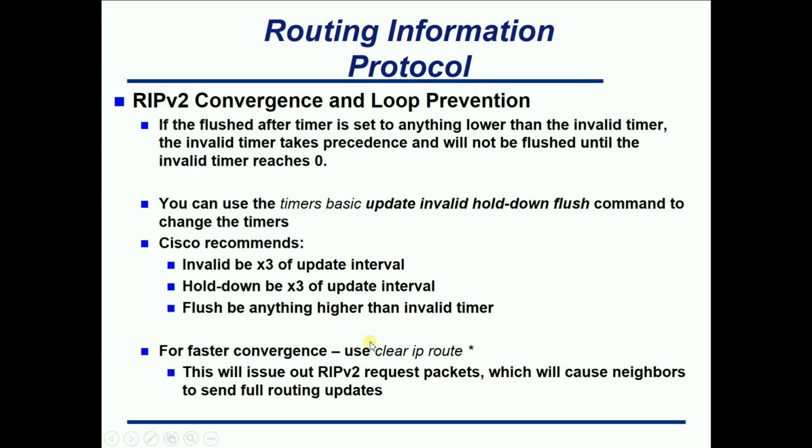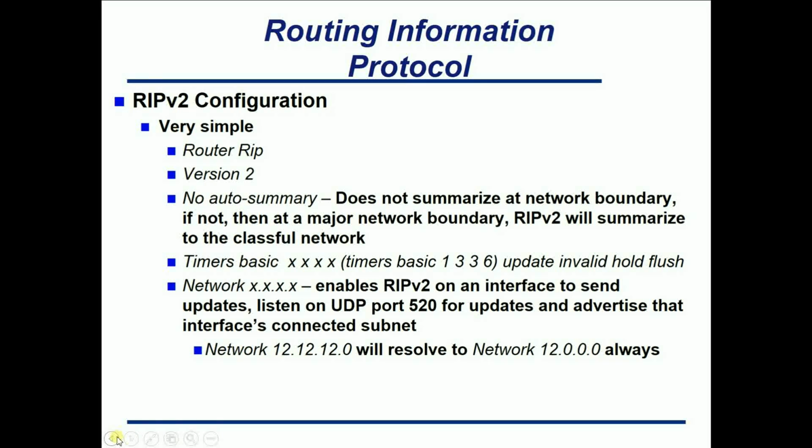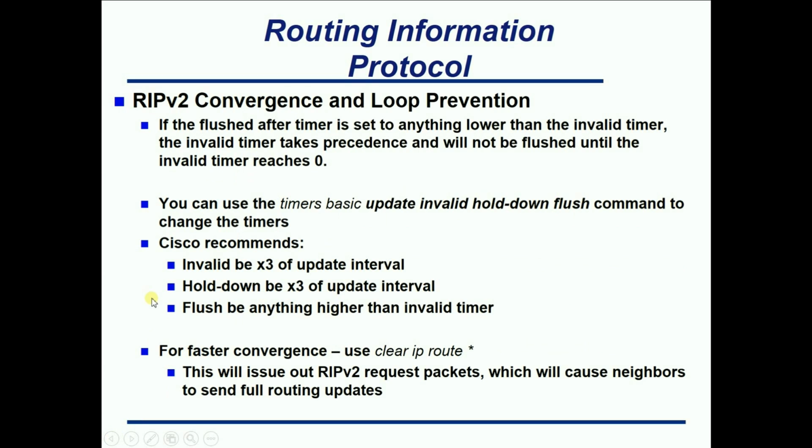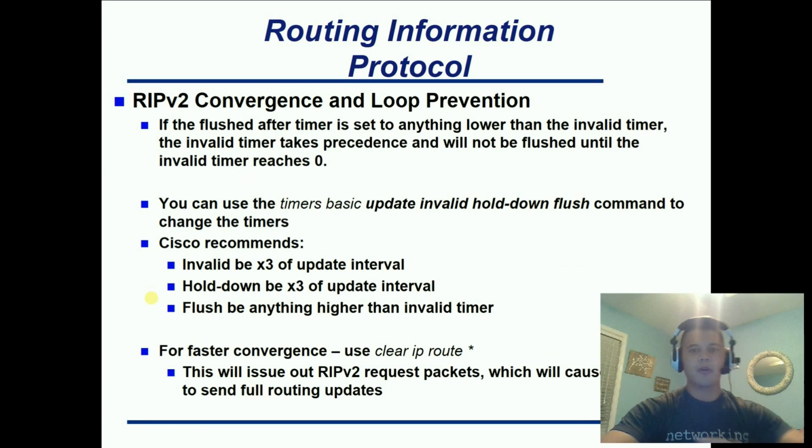And if for whatever reason something is happening, you want to have a faster convergence, use the clear ip route star command. We've gone over this before. This will issue version 2 request packets, which will cause neighbors to send their full routing updates. All right. That's all I have for you right now for convergence and loop prevention. I hope this gave you a better understanding of how everything works. Those timers really trip me up.